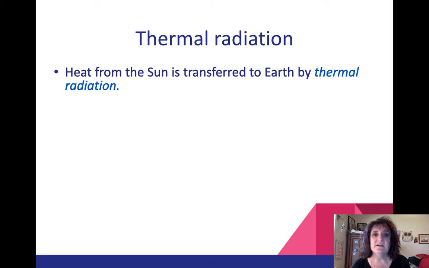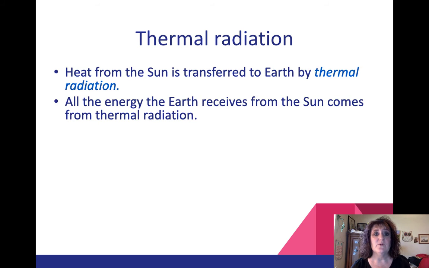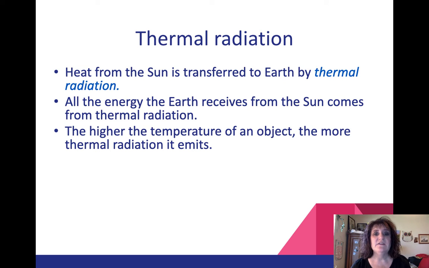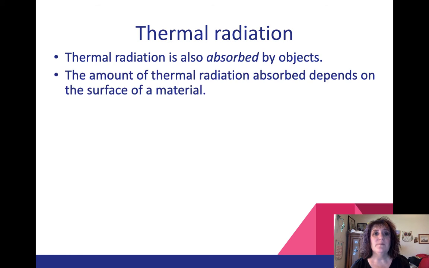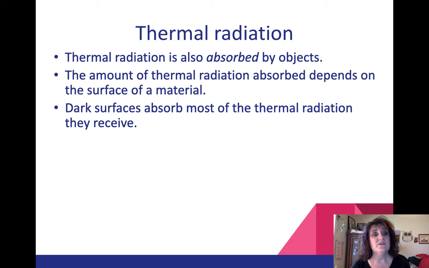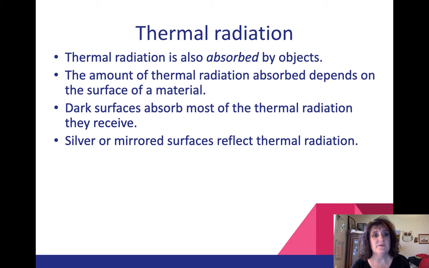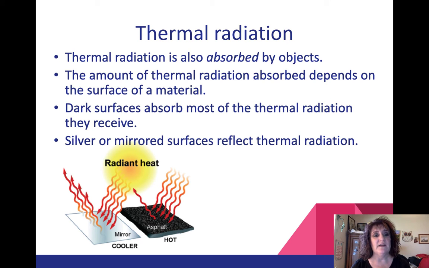Thermal radiation: heat from the sun is transferred by thermal radiation. All the energy the Earth receives from the sun comes from thermal radiation. The higher the temperature of an object, the more thermal radiation it will emit. Thermal radiation is also absorbed by objects. The amount of thermal radiation absorbed depends on the surface of the material. Dark surfaces absorb most of the thermal radiation they receive, while silver or mirrored surfaces reflect that thermal radiation.